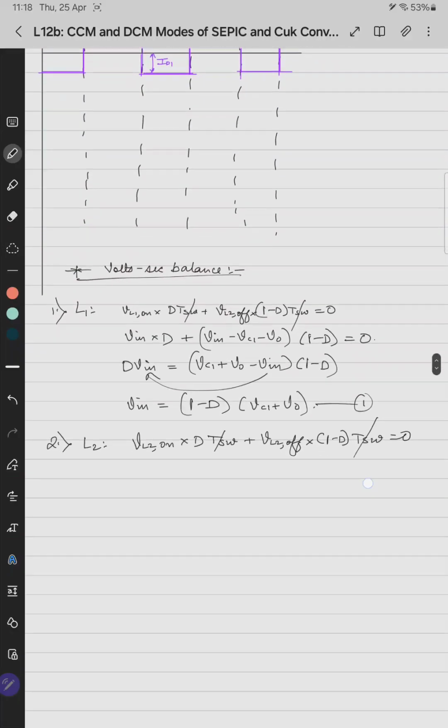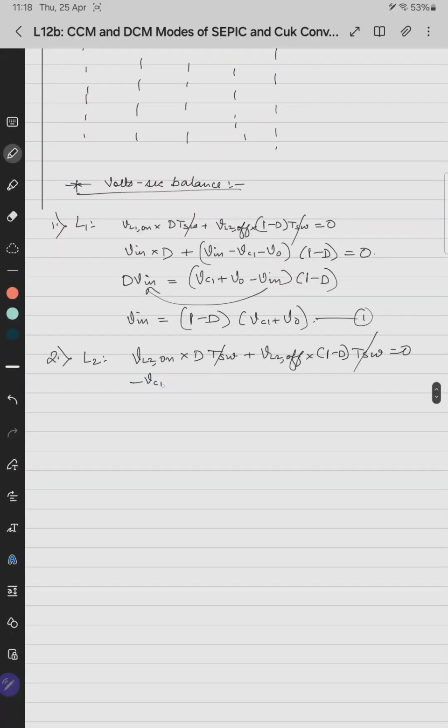Minus VC1 and V0. So it is minus VC1 into t plus V naught into 1 minus t equals to 0. So t into Vc1 equals to V naught into 1 minus t, or Vc1 is V naught into 1 minus t by t.